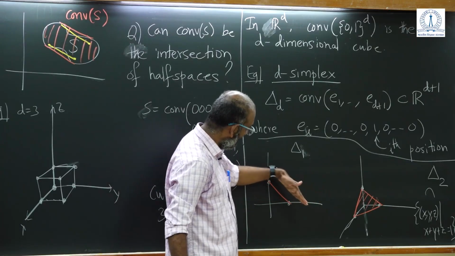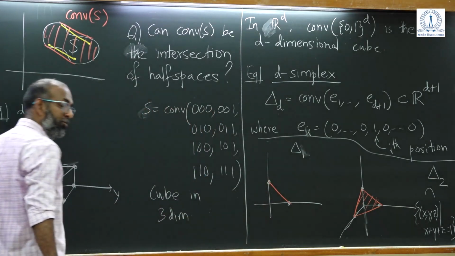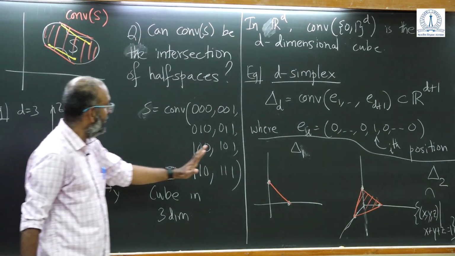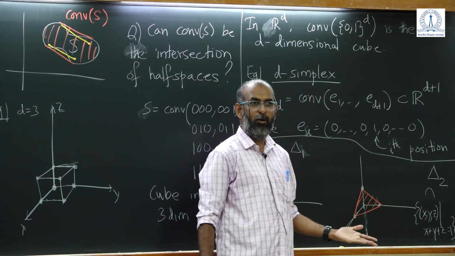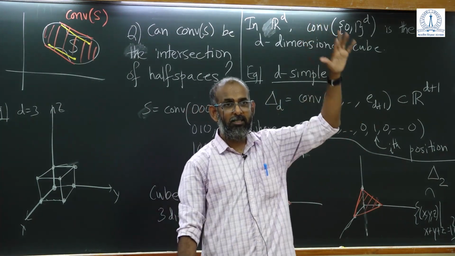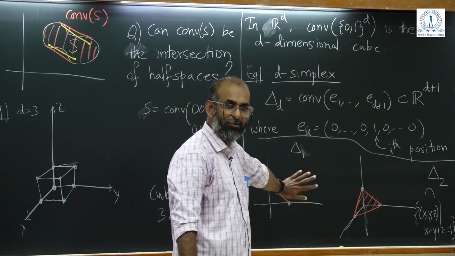The problem is that this lives in a lower dimensional space. The three-dimensional cube lives in R3, but the 2 simplex lives in R3 and is a 2-dimensional object. Its intrinsic dimension is not the same as the dimension of the ambient space. So this is a bit confusing. We'll come to that in a second.